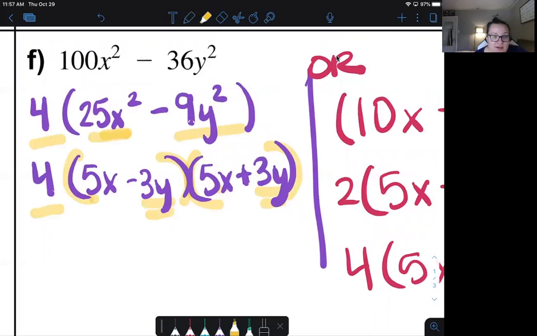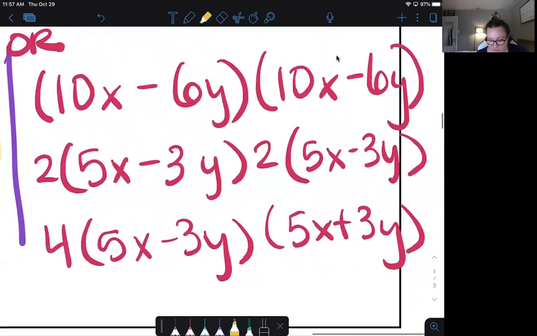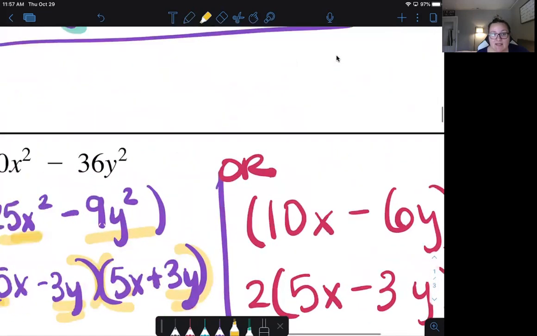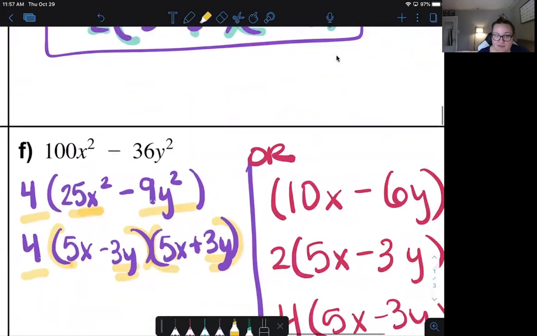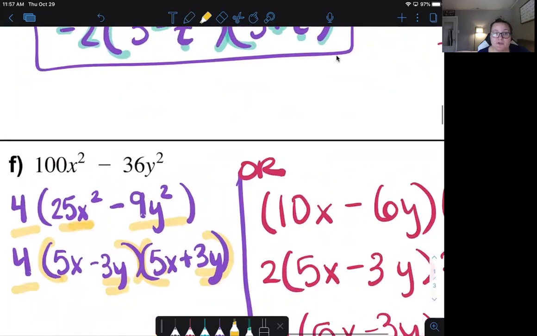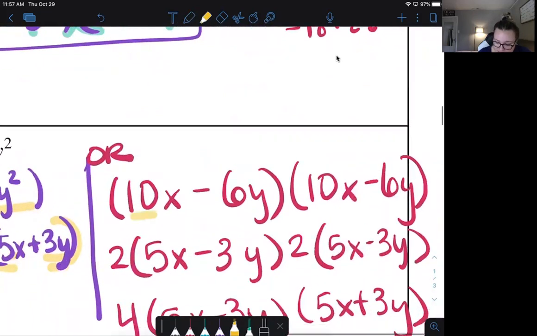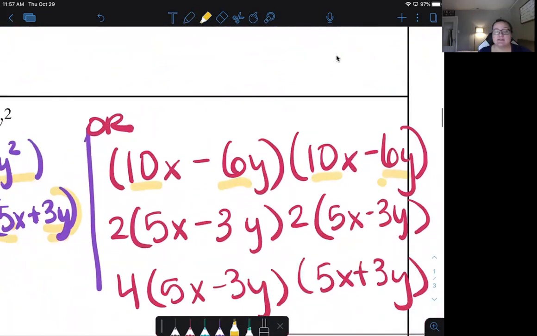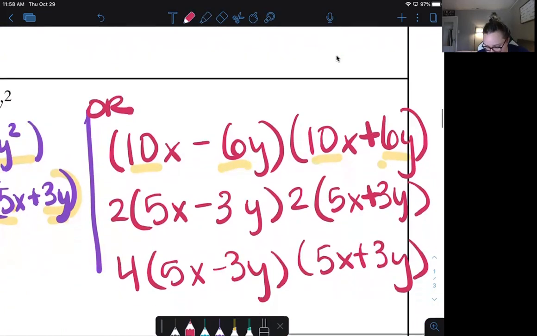And then we can multiply that out and make sure that we're right. Or you could do it this way, because 100x squared and 36y squared are perfect squares already. 10 times 10 is 100, 6 times 6 is 36. So you could have had 10x minus 6y times 10x plus 6y. There we go. Fix those signs.